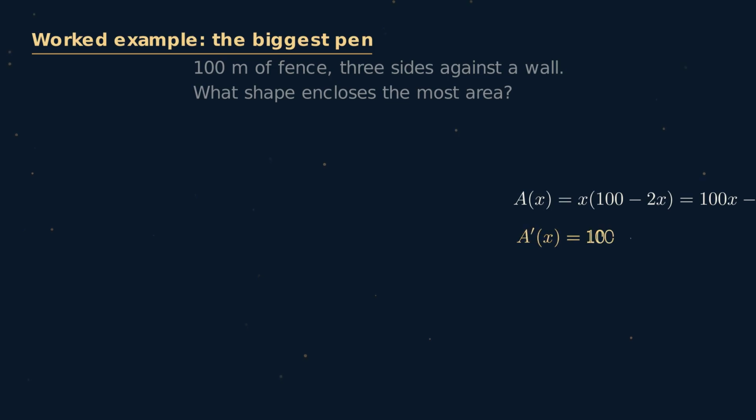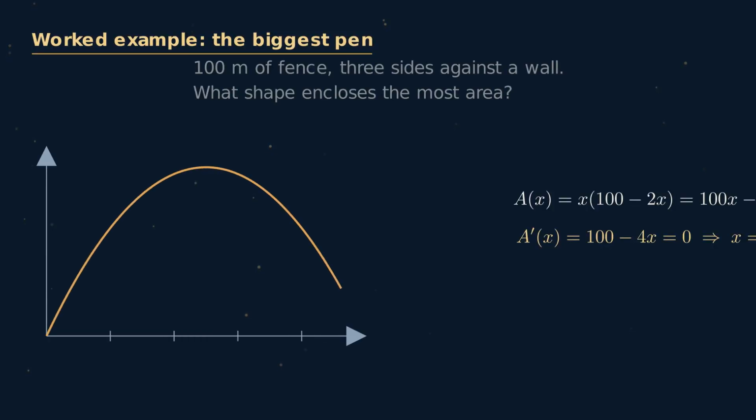Substitute Y, and the area becomes one clean function of X. Set its derivative to 0, and X lands exactly on 25. Plot the area and the story is obvious, it climbs, peaks, and falls. The very top is a squarish pen, 25 by 50, holding 1250 square meters.